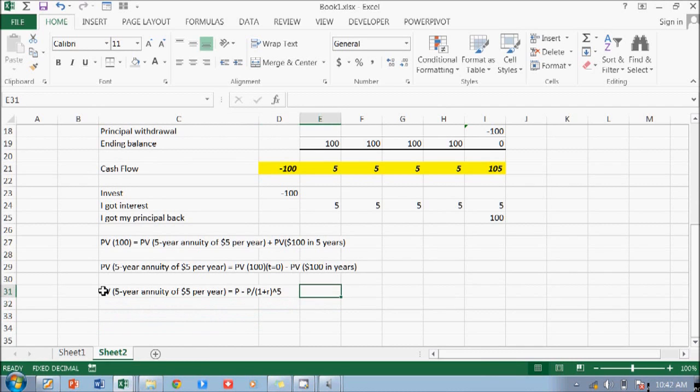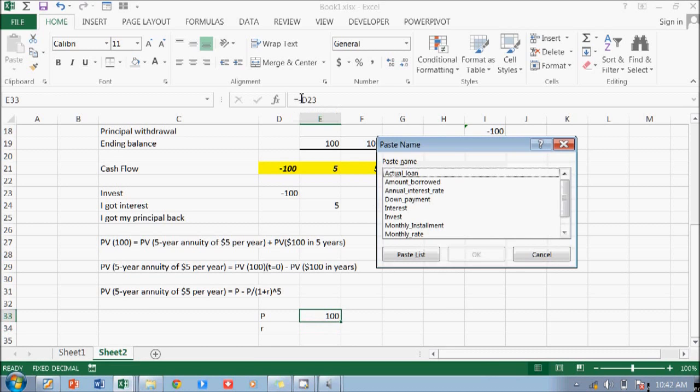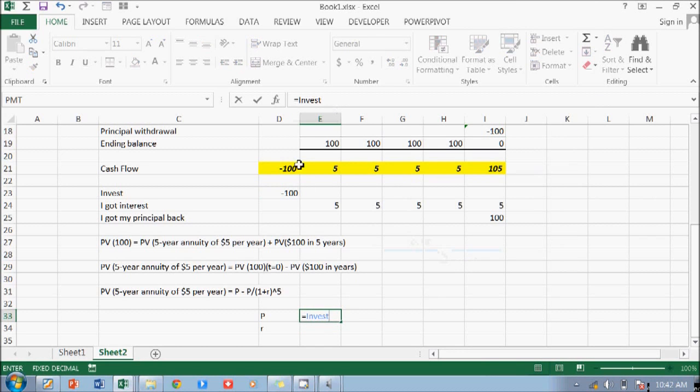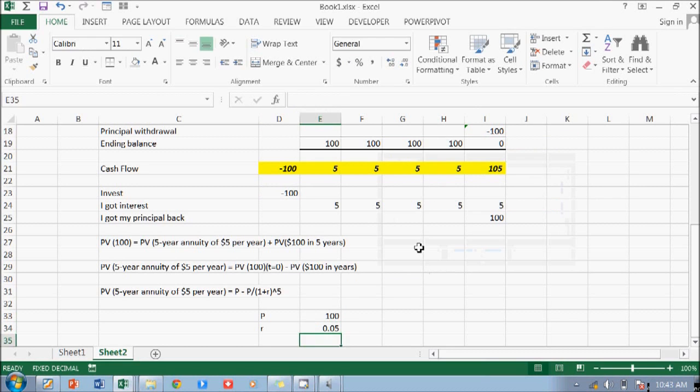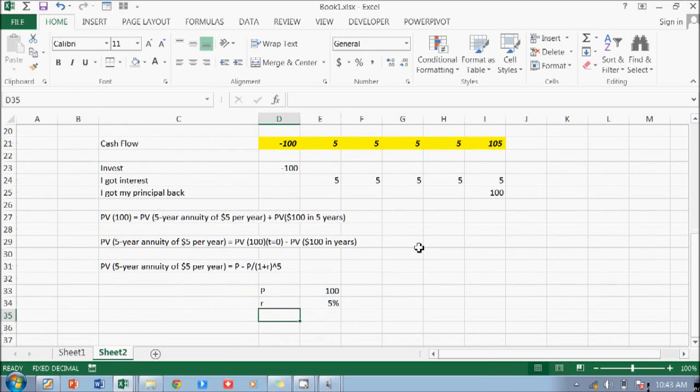You can prove that easily. You have your P here, your R here. Your P is your 100 here. Just put minus here, and then your R, you can put F3 invest. Just put minus here, and then F3 again, you can put your interest, 5%. So your N, or your formula, is 5 years.